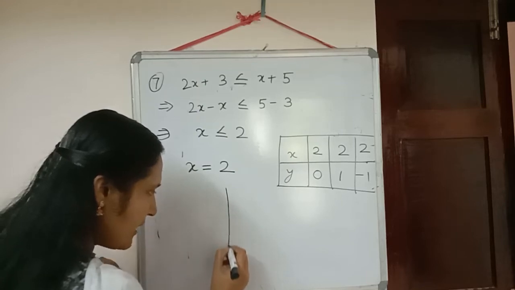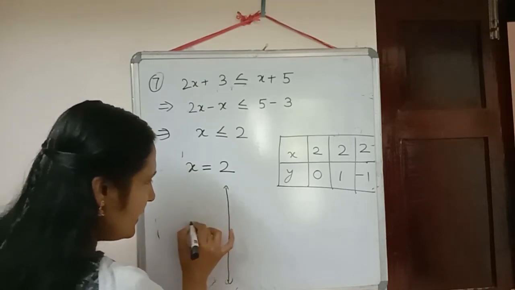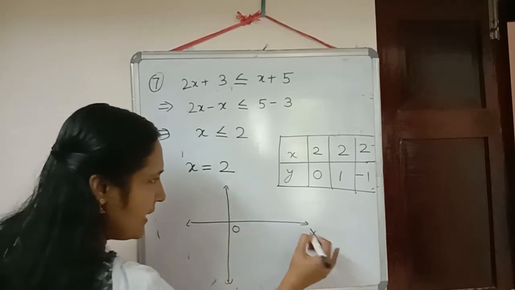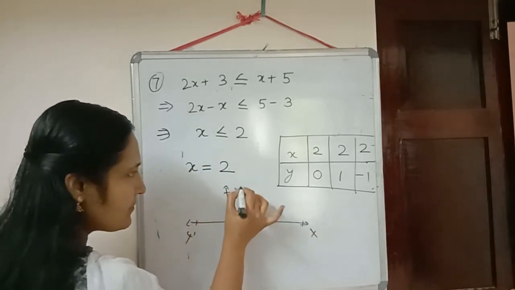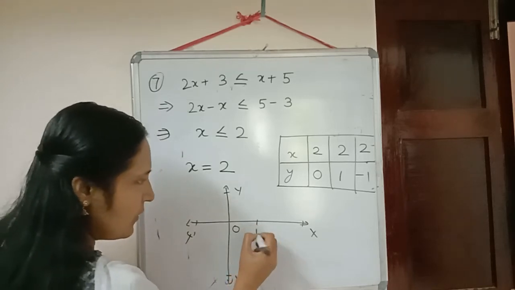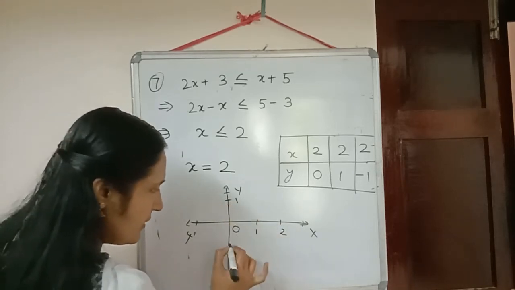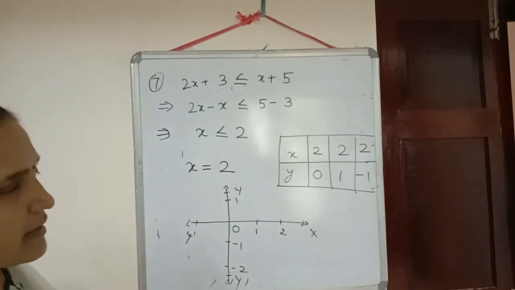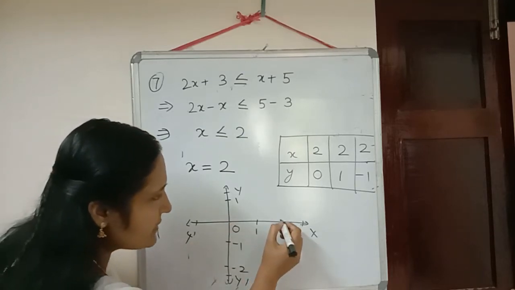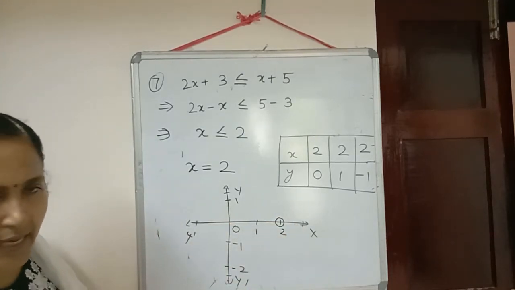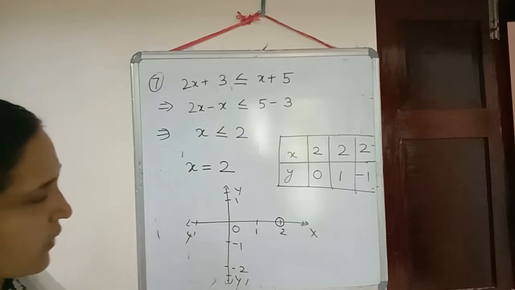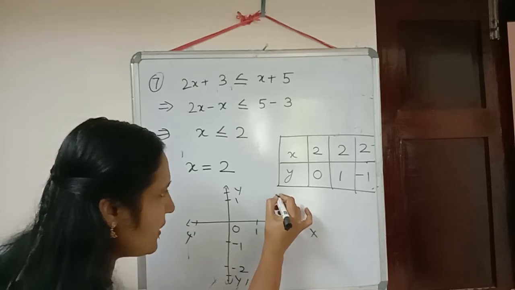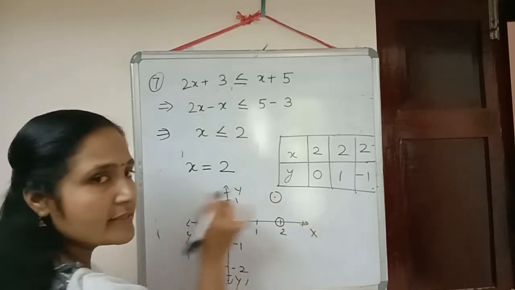Now we will draw the graph. Till x is equal to 2 only is enough, so a small graph is enough. x, x dash, y, y dash, 1, 2, here 1, and here we need minus 1 only. Now, the first point is 2, 0. x is equal to 2 and y is equal to 0, so that will be on the x-axis. Next is 2, 1. x is equal to 2 and y is equal to 1, so we will have the point here.